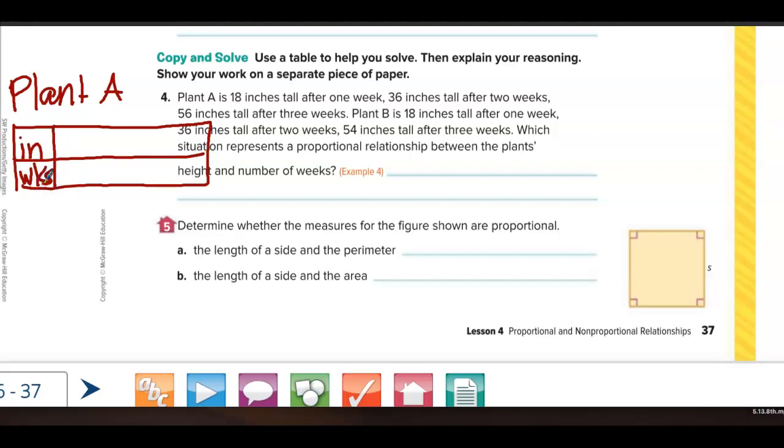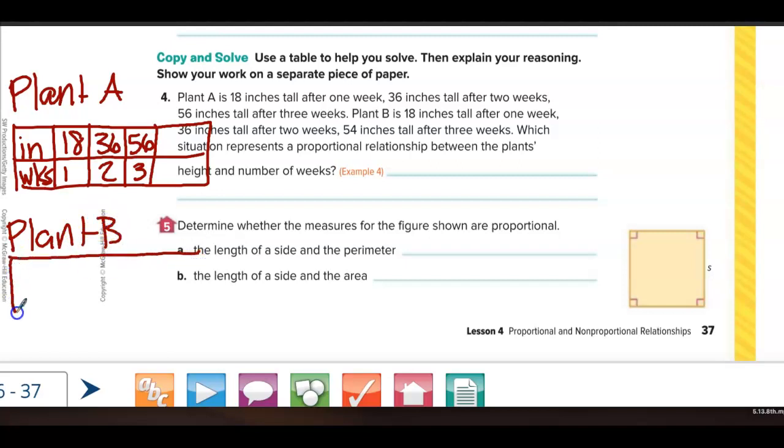Okay? So after 1 week, how tall was plant A? 18. After 2 weeks, how tall was plant A? 36. After 3 weeks, how tall was it? 56. Okay? And then you have plant B, and you're using the same labels. We have inches and weeks. After 1 week, how tall was plant B? 2 weeks? 3 weeks. Okay?